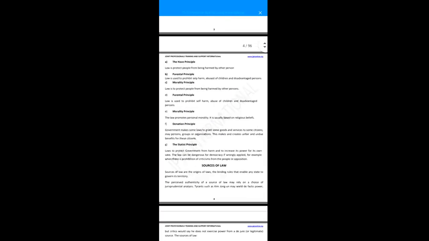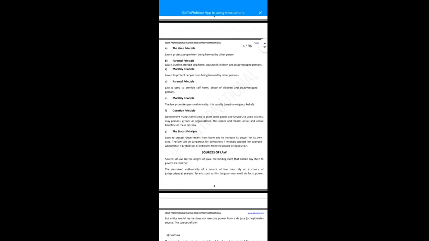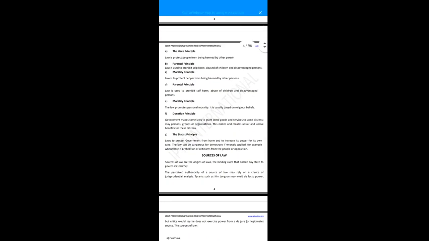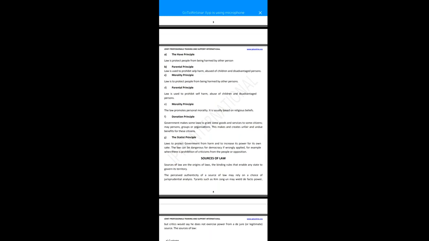I believe you can see my screen now. The second one is the parental principle. Law is used to prohibit self-harm, abuse of children, and disadvantaged persons.